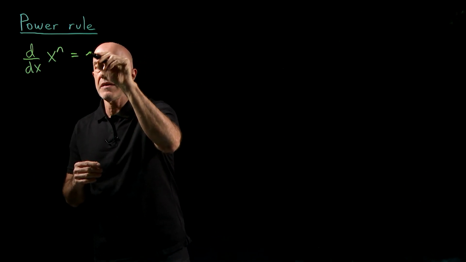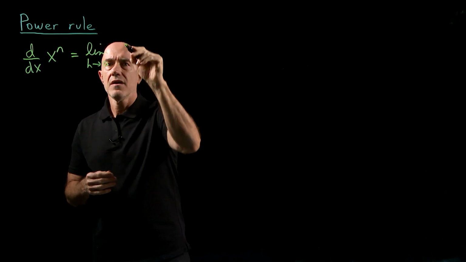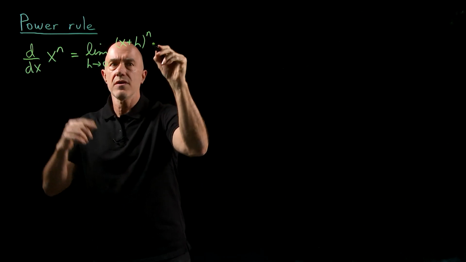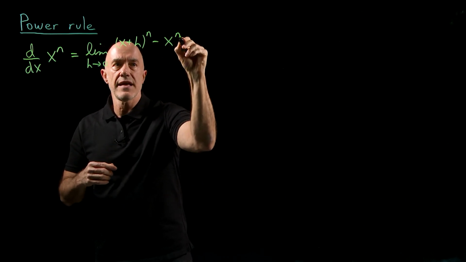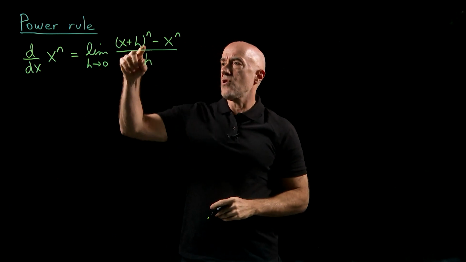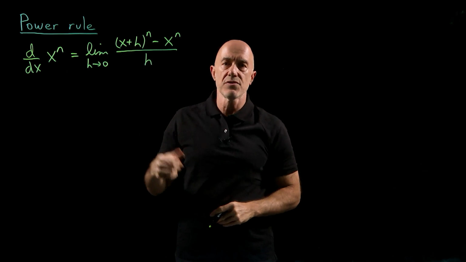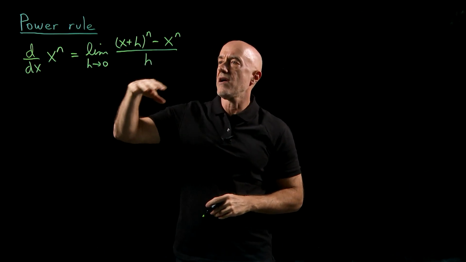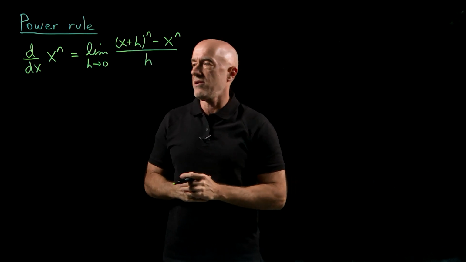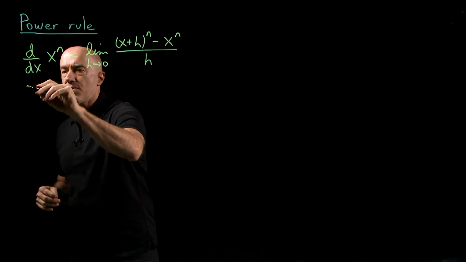So this is the limit as h goes to 0 of (x plus h) raised to the nth power minus x raised to the nth power, divided by h. Of course, if we just substitute in h equals 0, we get a 0 divided by 0. So somehow we need to cancel the h out of the denominator. To do that, we'll use the binomial theorem, or the binomial expansion.